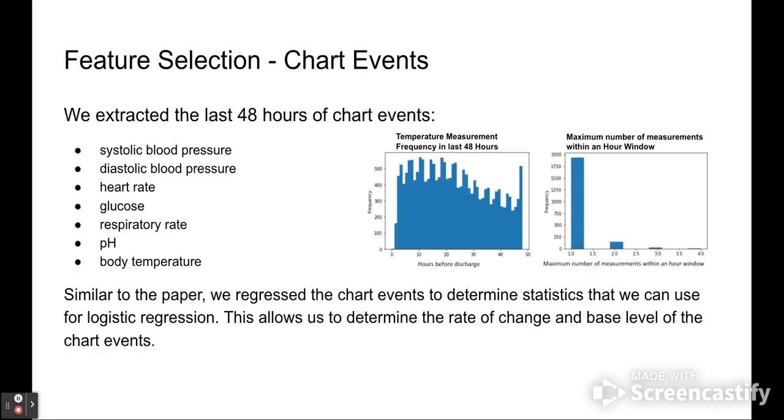For feature selection, first we will look at the chart events. We extracted the last 48 hours of ICU chart events. This includes features such as blood pressure, heart rate, glucose, pH, and body temperature. Similar to the paper, we also regress the chart events to determine statistics that we can use for logistic regression. So we looked at regressing the chart events over time so we can understand the rate of change and the base level for these chart events for each ICU visit.